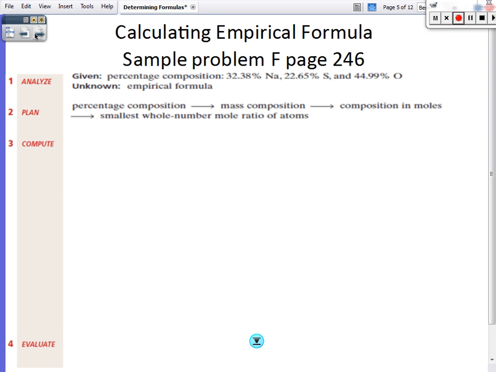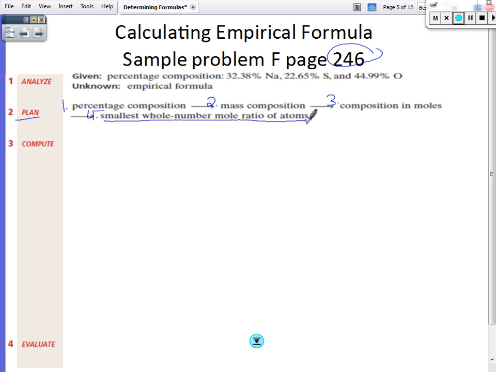So you do an experiment, you get the percent composition of each element in a compound, and we're going to turn that into figuring out the smallest ratio of the atoms for each element in that compound. Your book does this. This is on page 246, and your book does a nice job of setting out a plan for you. Okay, you're going to start with percent composition. You're going to turn that into mass composition. We're then going to convert that to moles, and then we're going to use those moles to find the smallest whole number ratio.